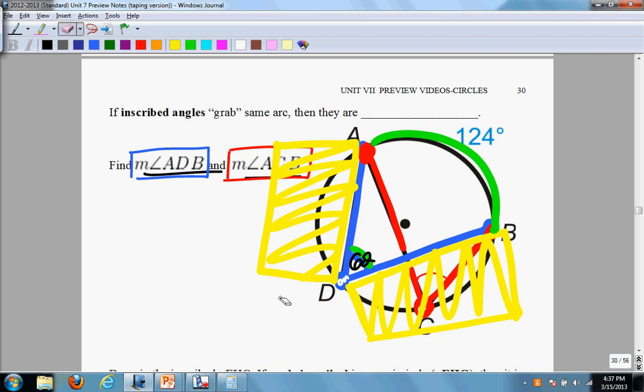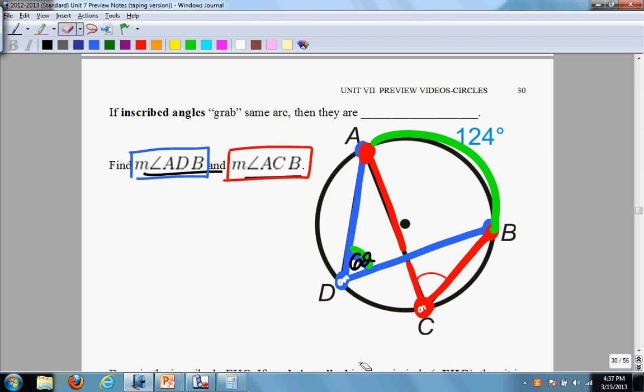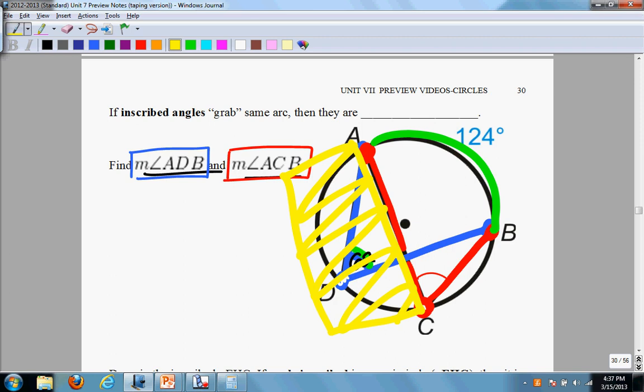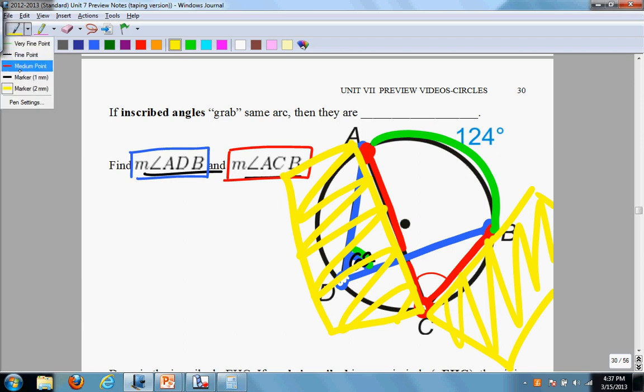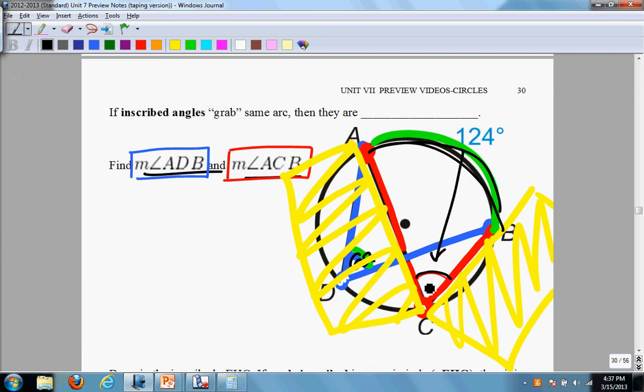Now we're going to move your Post-its. Now let's frame the red angle. Move your Post-it one here. And move your other Post-it here. Frame that angle up. Again, we know this inscribed angle is half the arc it grabs. So if this is 124 way back here, this also must be 62.